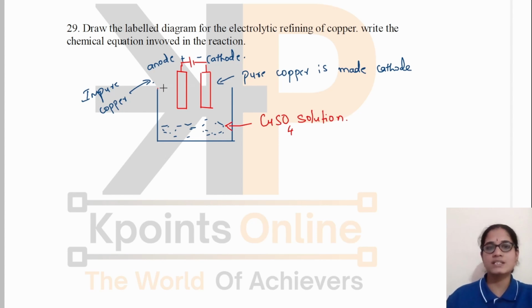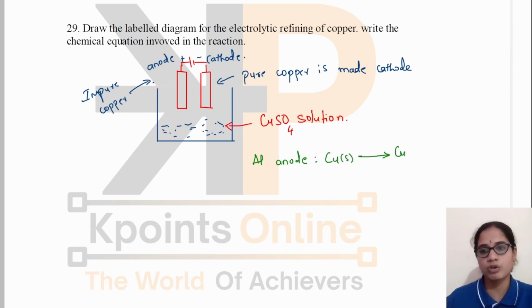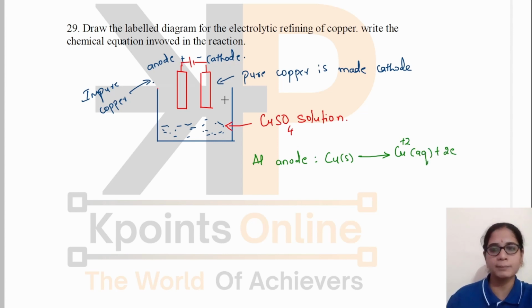What happens here? Once the battery is switched on, at anode, what happens? At anode where the impure copper is there, the copper atoms from the impure copper will lose electrons to form copper ions. Yes, oxidation takes place at anode. Copper will lose electrons to form Cu2+ ions as they are connected to the positive terminal of the battery here. And these ions will go into the solution, and an equivalent amount of these Cu2+ ions are attracted towards the cathode, that is the negative electrode.